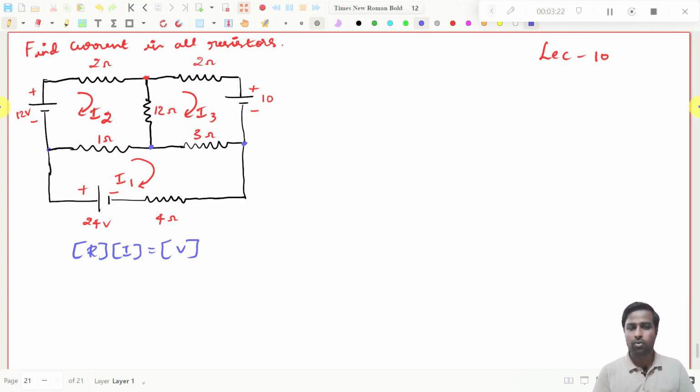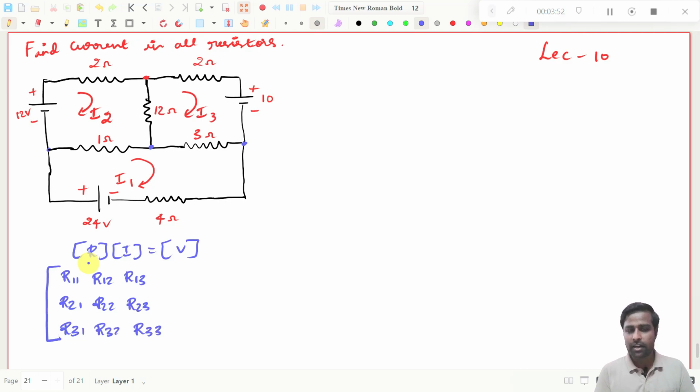How to write the R matrix? You see how many loops are available. 3 loops. Then what is the dimension of the R matrix? It will be a 3 cross 3 matrix. That's all. This is R11, R12, and here it will be R13. If you go here, this is R21, R22, R23, R31, R32, R33.